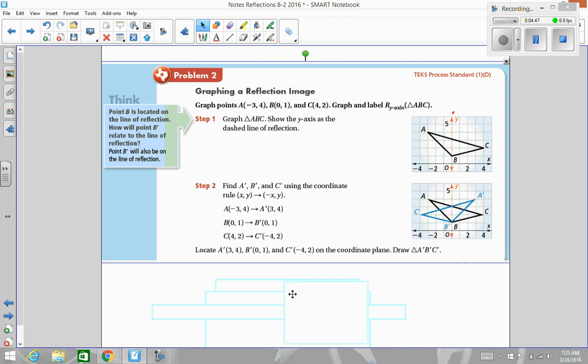Notice it's a rigid transformation. It's an isometry. It doesn't change its size. It doesn't change its shape. So if you get something that doesn't look the same, you should know something's weird with that.